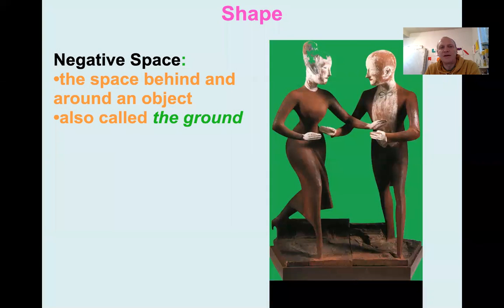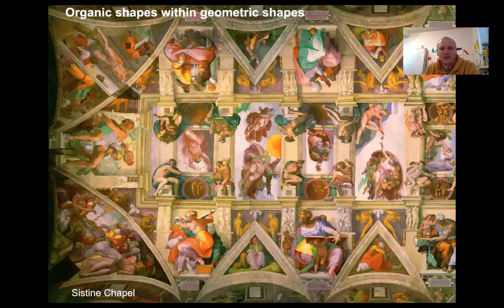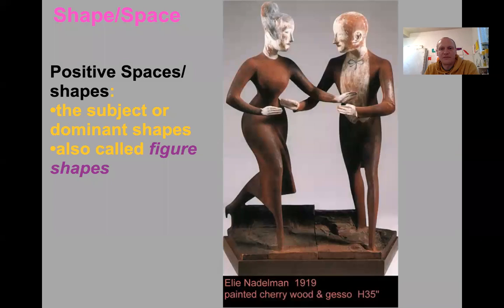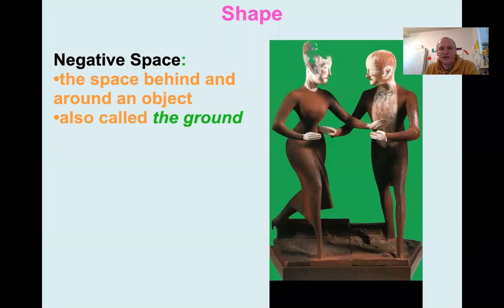And then we've got negative space shapes, and that's all of the space and shape happening behind the object. It's also called the ground. So we have something called the figure-ground relationship. That's the relationship of these sculptures and the air around them. So positive shapes, and then the green is the background ground, or the negative shapes, the negative space.